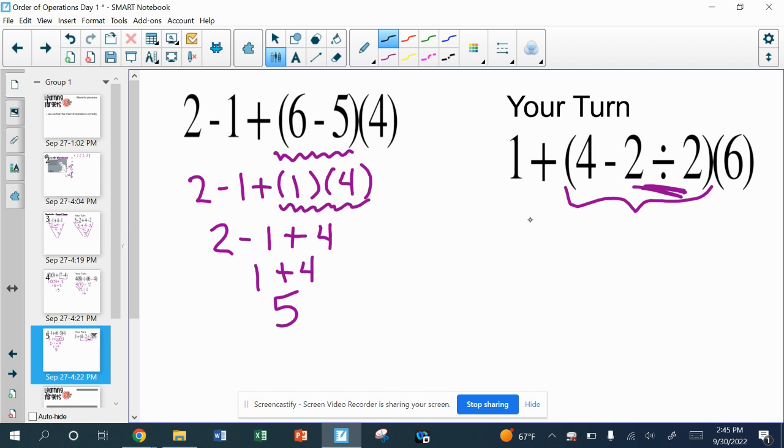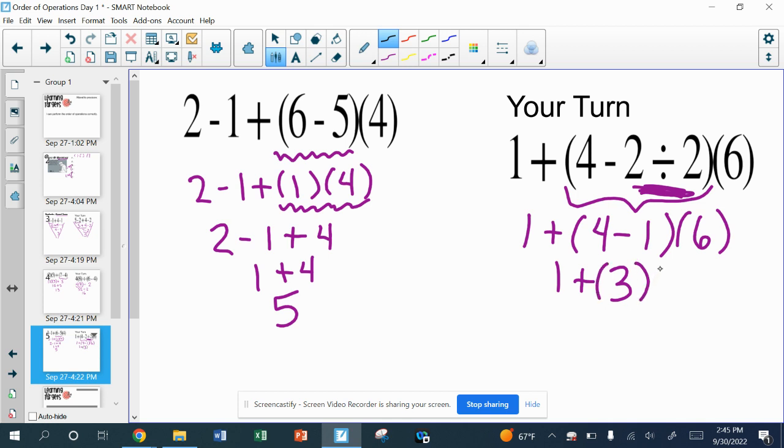So rewriting everything else, I'll have 1 plus, I keep my parenthesis, 4 minus, now I can do this. 2 divided by 2 is 1. Parenthesis, and then we're going to keep that 6 in parentheses. So I'll have 1 plus 4 minus 1 is going to be 3. That takes care of everything that was in the parentheses. And I still have a 6 in those parentheses. And again, parentheses right next to each other, that means multiply. So 3 times 6 is going to be 18. And 1 plus 18 is 19.